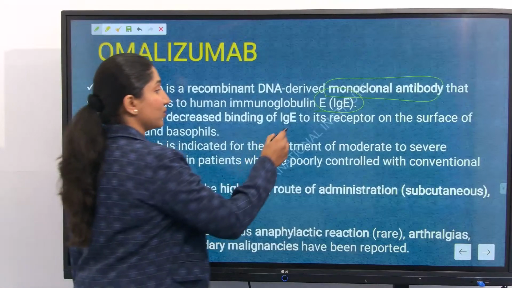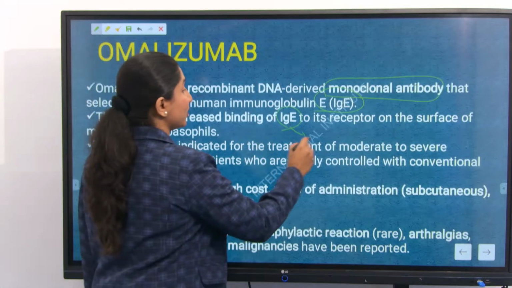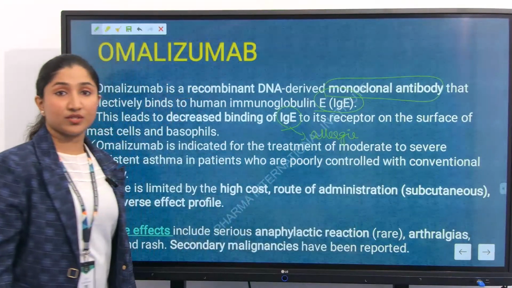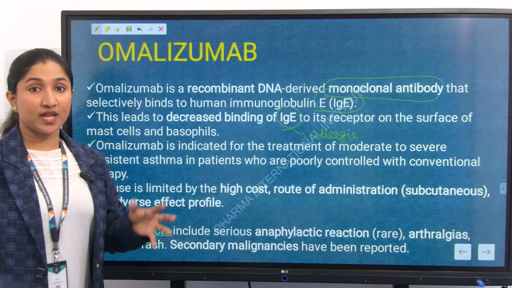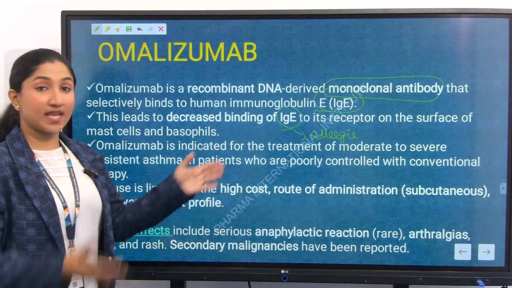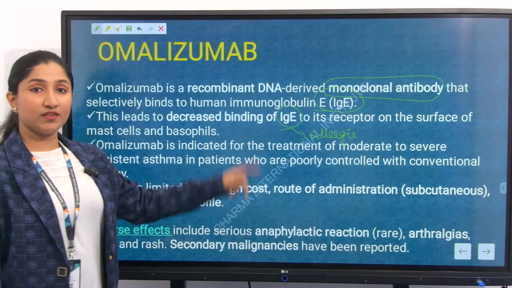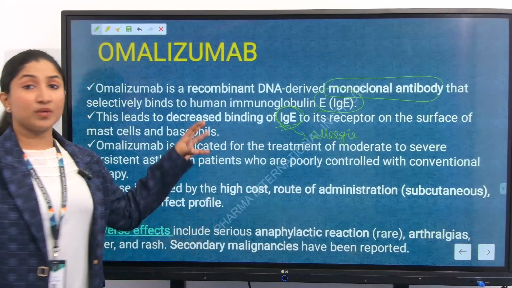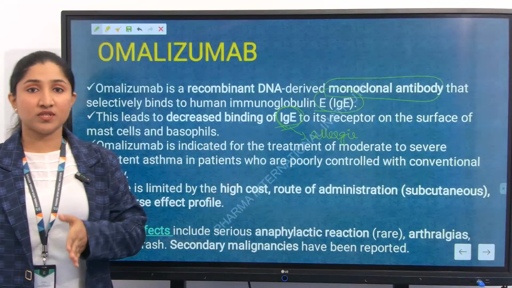Now, what is the function of IgE immunoglobulin? It mediates the allergic reactions in the body. We know that asthma is triggered by an allergen, and the release of inflammatory mediators in that allergic reaction is carried forward by the IgE antibody. If you can suppress this IgE antibody, then you can suppress the effect of this inflammation.